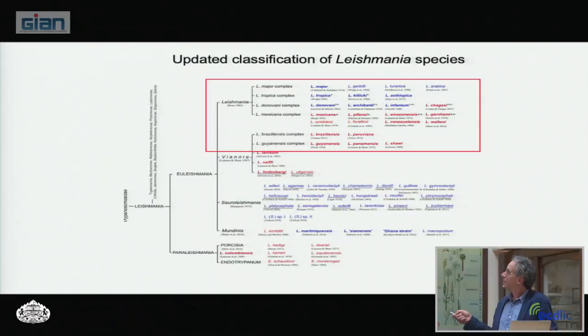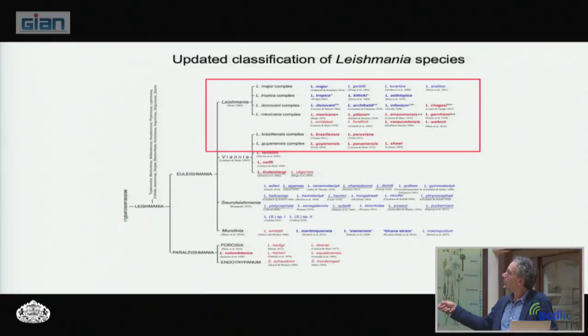So this is just an updated classification. These are the Leishmania species and subspecies that infect humans, that are important in humans. There are other Leishmania species, these are organisms that infect these sauria, reptiles, I believe. But these are the critical ones that infect people.